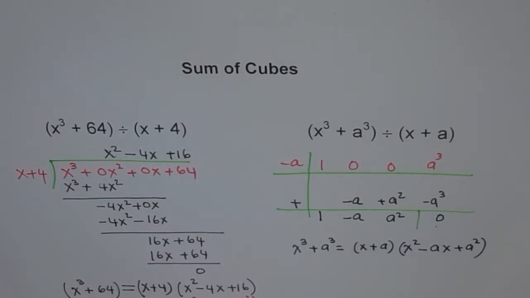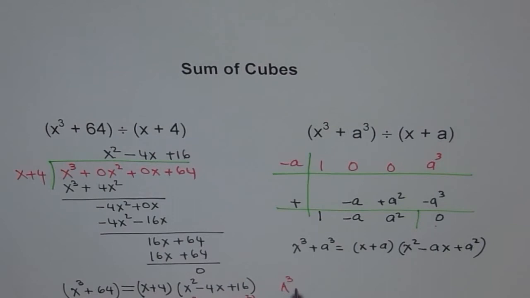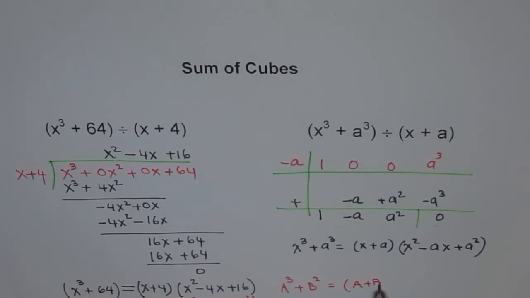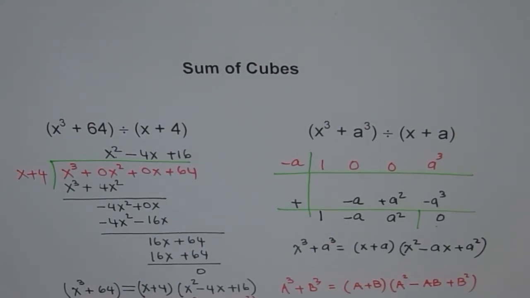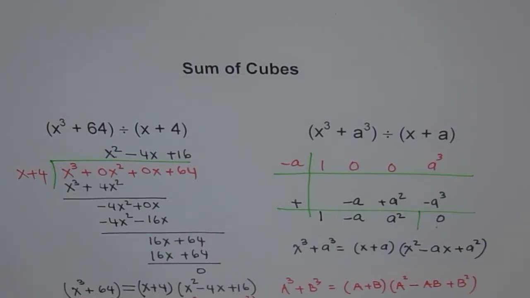Do you see that? So in general, we can now write down a formula for sum of cubes. Sum of cubes could be written as a cube plus b cube is equal to a plus b times a square minus ab plus b square. Well, these are standard formulas which you can use for factoring, and they are very important and convenient to use. Okay, try some questions on your own based on a cube plus b cube.